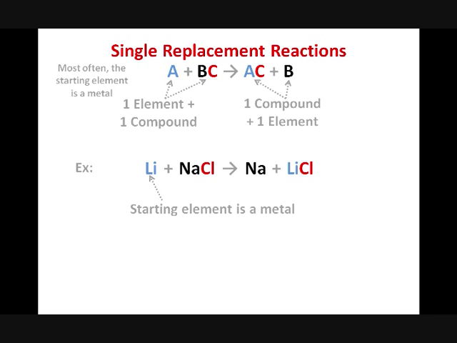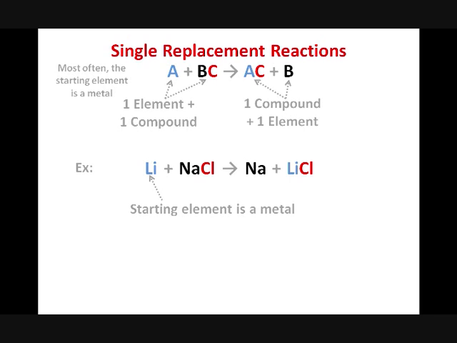Most of the time, single replacement reactions start with a metal as the lone element. When we've got a metal all by itself at the beginning of the reaction, that metal is going to fight the other metal that is inside of the compound. So here sodium is the metal inside of the compound. So that's who lithium wants to fight. Lithium is trying to steal sodium's nonmetal so that he can get into the compound and kick sodium out. They're going to fight and they're going to switch places. That's why sodium ends up all alone at the end. Sodium is our lone element on the product side because he got kicked out of the compound by lithium.